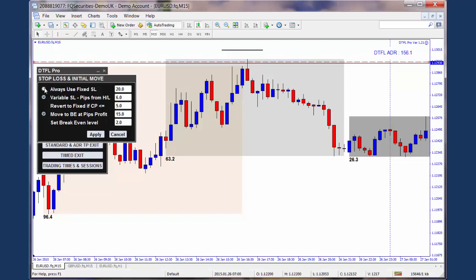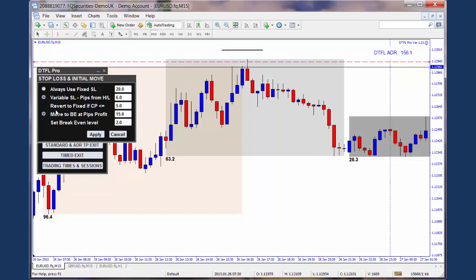So you've got your fixed stop loss, your variable stop loss, and then you revert to the fixed stop loss if, when the variable stop loss was going to be applied, it's less than this amount. Then it will not use a variable stop loss. It'll automatically default back to what you've put in here, the fixed stop loss. So that's those ones. As I say, these two are mutually exclusive.